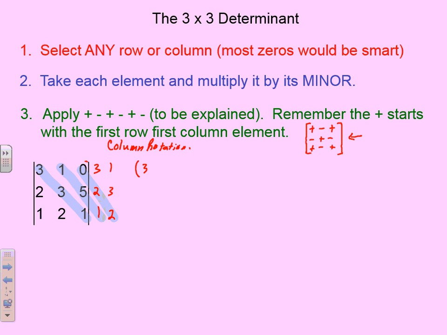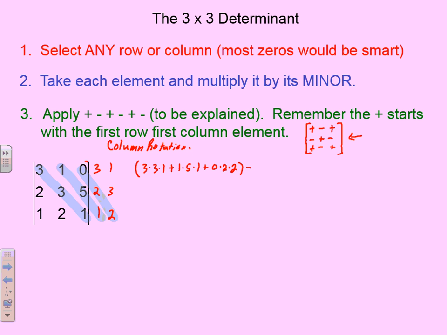So the first diagonal, 3 times 3 times 1, those 3 numbers get multiplied. And I'm going to add the next diagonal going down, which in this case would be 1, 5, and 1. So those get multiplied together, 1 times 5 times 1. And then I'm going to add the third diagonal, I should say. Those get multiplied together, so 0 times 2 times 2. So all of that is contained in its own parentheses.